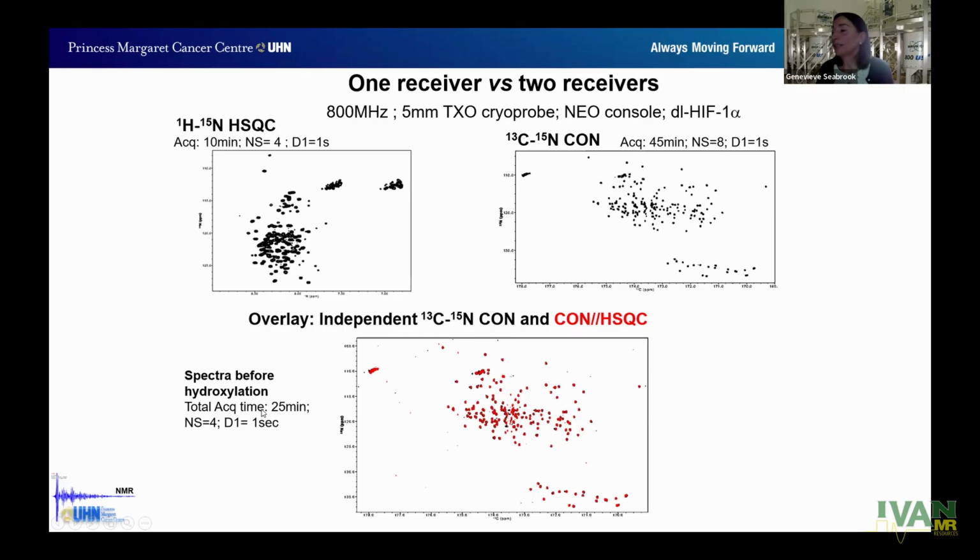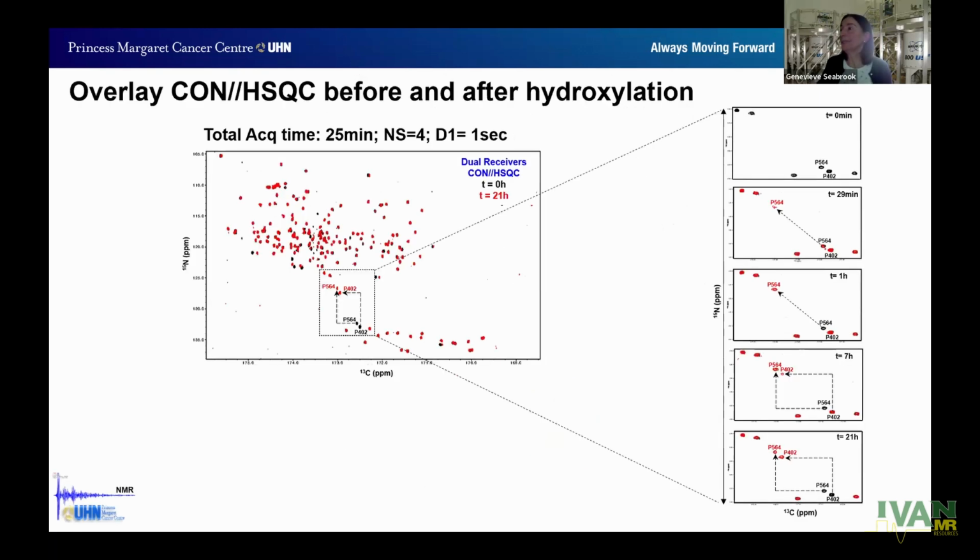This is super critical when you're doing a kinetic. You want to get most of your points at the beginning of the kinetic. So even 25 minutes is kind of too long. I didn't get a chance to try with 2 scans, but maybe it's something I can try next time. So, like I said, it's definitely a benefit for the kinetics. And also you set up 1 experiment instead of 2 experiments.